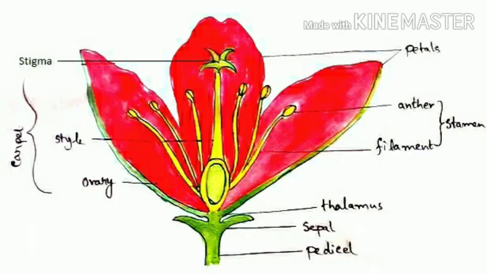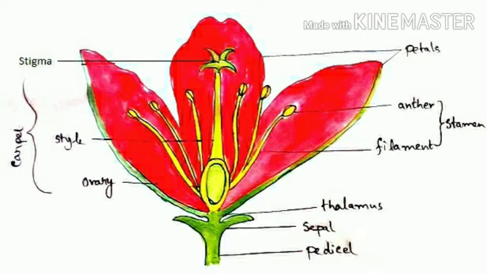The reproductive structure of angiosperms is the flower. Now flower, if you look at the diagram, you can see that flower has a stalk with the help of which it is attached to the main plant. That stalk is called pedicel. The pedicel has a swollen part on its tip which is called thalamus, and all the parts of the flower are attached to the thalamus.